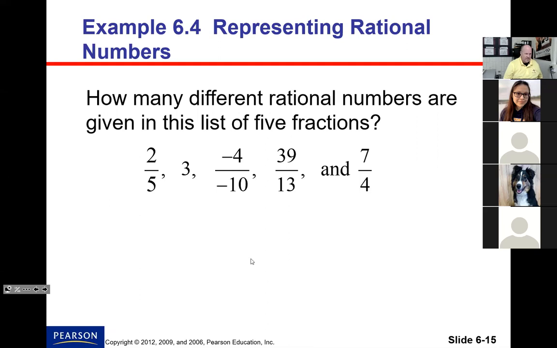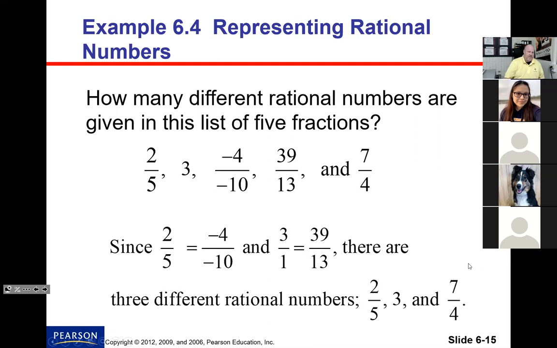You're absolutely right. So let's look at these here. 2 over 5 is the same as -4 over -10, which you would normally write as 4 over 10. And 3 over 1 equals 39 over 13. We know those ones. And all the other ones, 2/5, 3, and 7/4, the three different rationals, are different from each other. Okay. So that's how you tell for equivalent fractions.